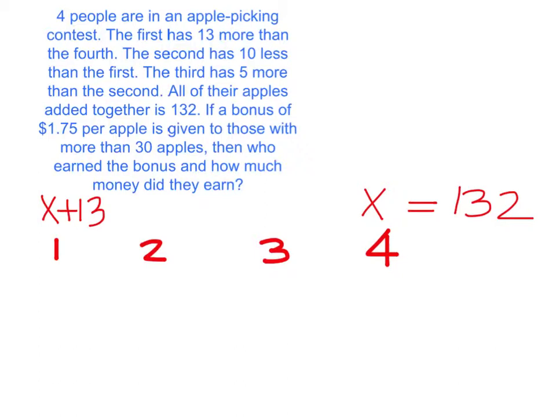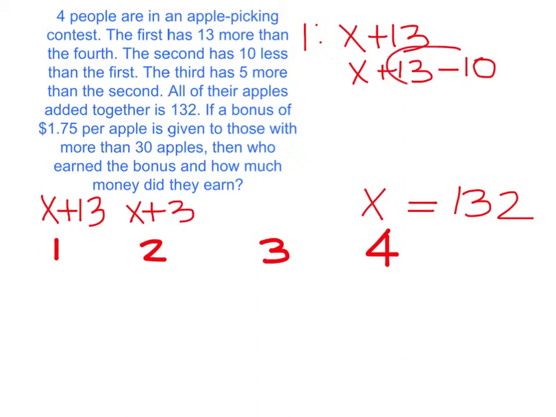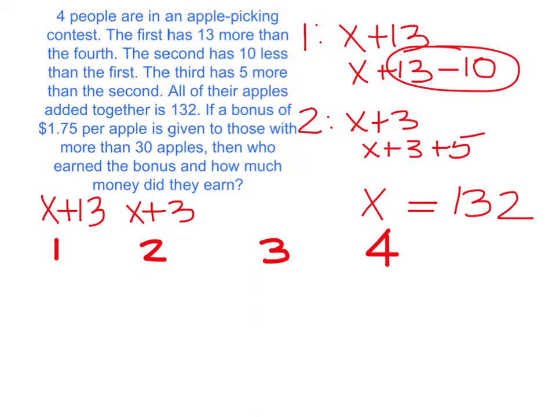And what about the second? It has 10 less than the first. You would take 13 and subtract 10. Yep, and what do we get? 3. So for the second one, I put in x plus 3 because we simplified this down. The third one has 5 more than the second, so the second is x plus 3. If I do 5 more than that, what expression do I put in? X plus 8. All right, there's our equation.